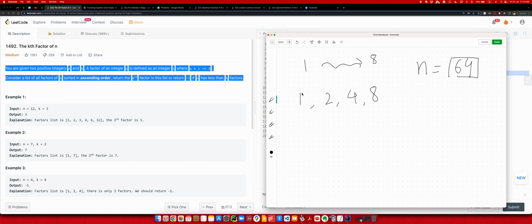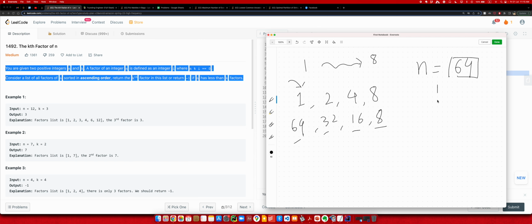We compute each of these factors, starting from 1, and we get another pair. What is the pair of 1? That is 64. What is the pair of 2? That is 32. What is the pair of 4? 16. What is the pair of 8? 8. Okay, so we just need to go from 1 to root n and we get the pair also.